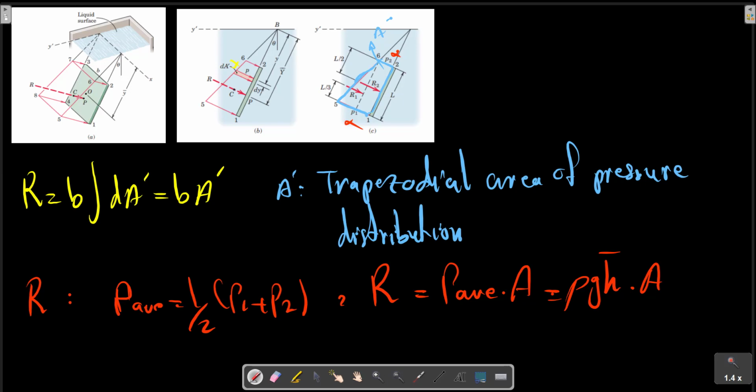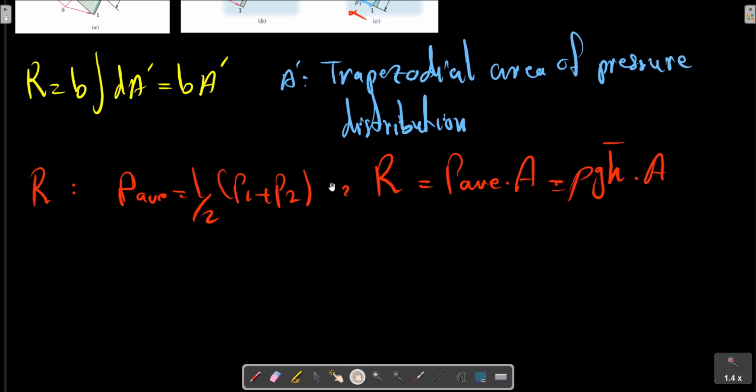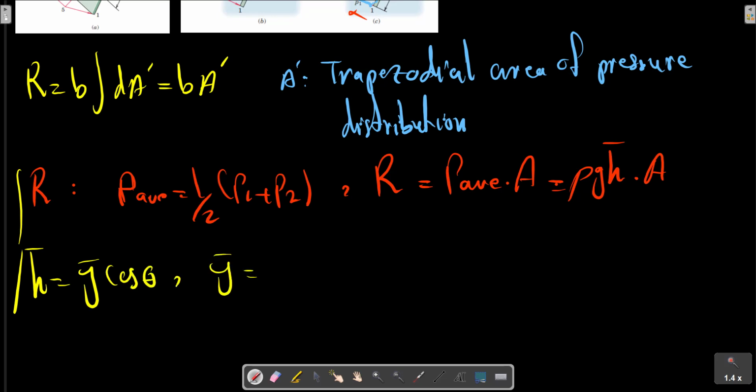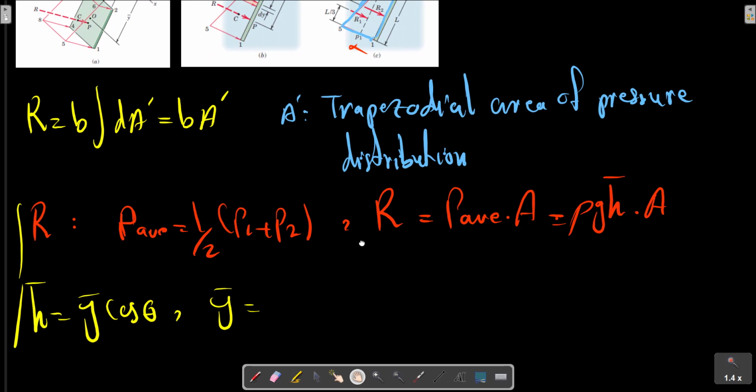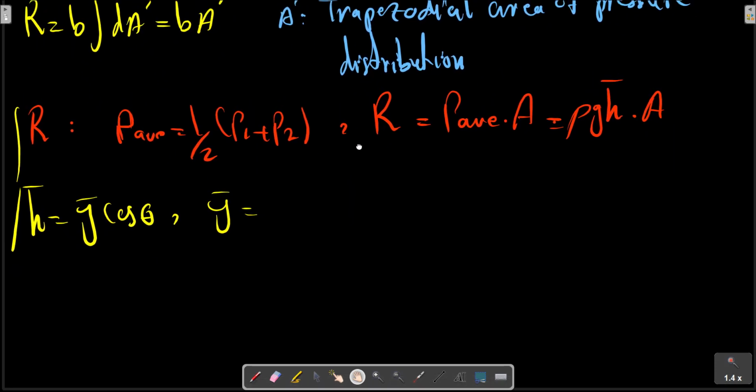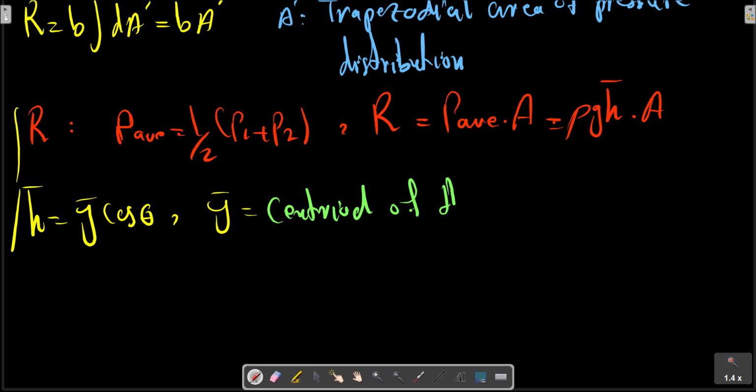Where h bar equals y bar cosine theta. Y bar is the distance to the centroid of the plate from the fluid free surface.